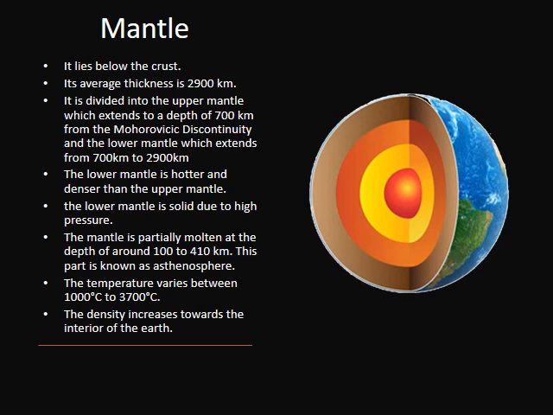The lower mantle is solid due to high pressure. The mantle is partially molten at a depth of around 100 to 410 kilometers. This part is known as the asthenosphere. The temperature varies between 1000 degrees Celsius to 3700 degrees Celsius. The density increases towards the interior of the Earth.